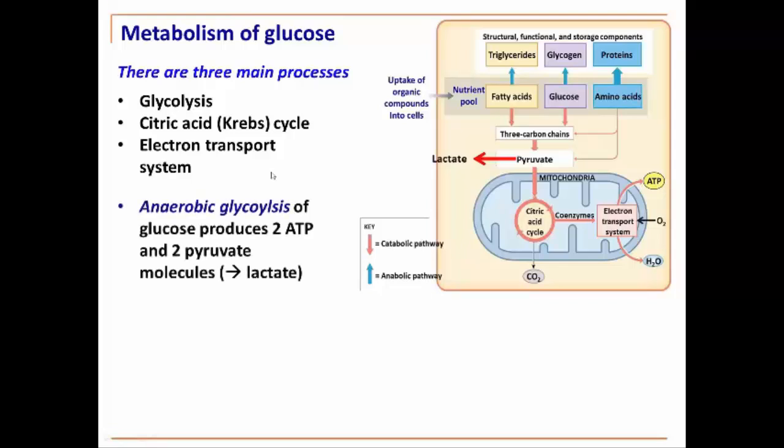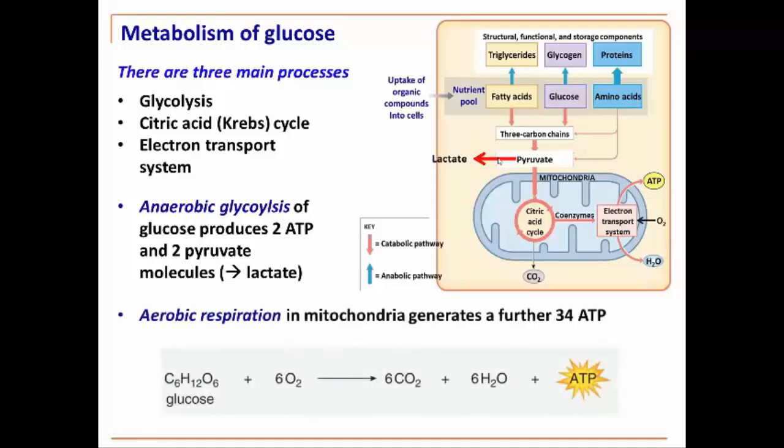So the anaerobic glycolysis of glucose, so that's where we're producing pyruvate, and initially that can go on to form lactate. That only produces 2 molecules of ATP, so a very small amount of ATP. Aerobic respiration, which takes place in our mitochondria, for example, here we've got glucose reacts with our oxygen, produces CO2 and water, and will produce another 34 ATP molecules. So it's far more efficient at producing energy if we work aerobically as opposed to anaerobically.